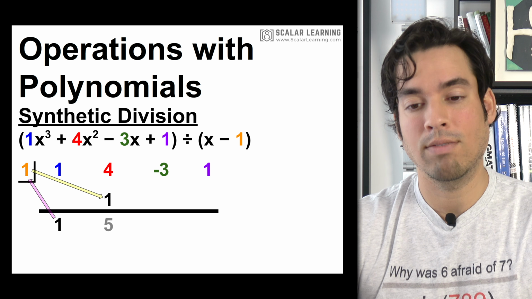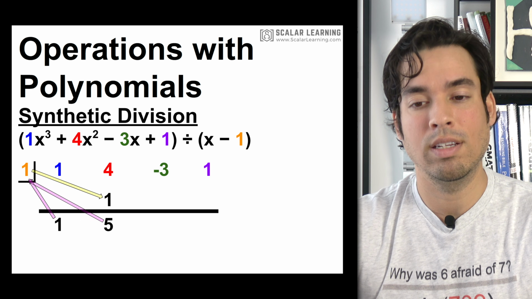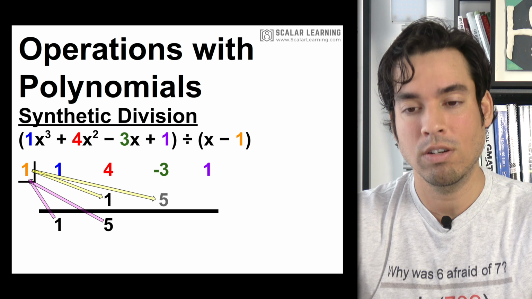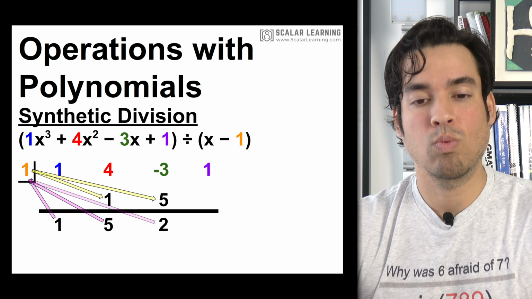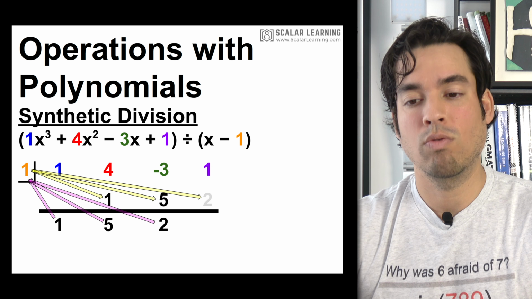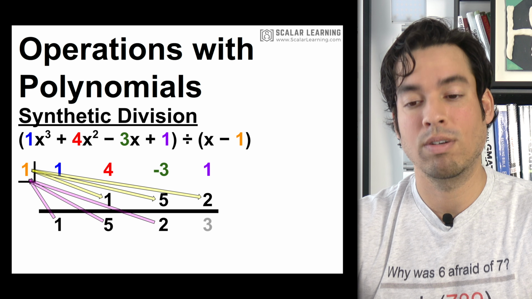4 plus 1 is 5. Repeat. 5 times 1 is 5, and we throw the 5 over here. 5 plus negative 3 is 2. Again, repeat, 2 times 1 is 2. Throw that over here. 1 plus 2 is 3, and we're done.